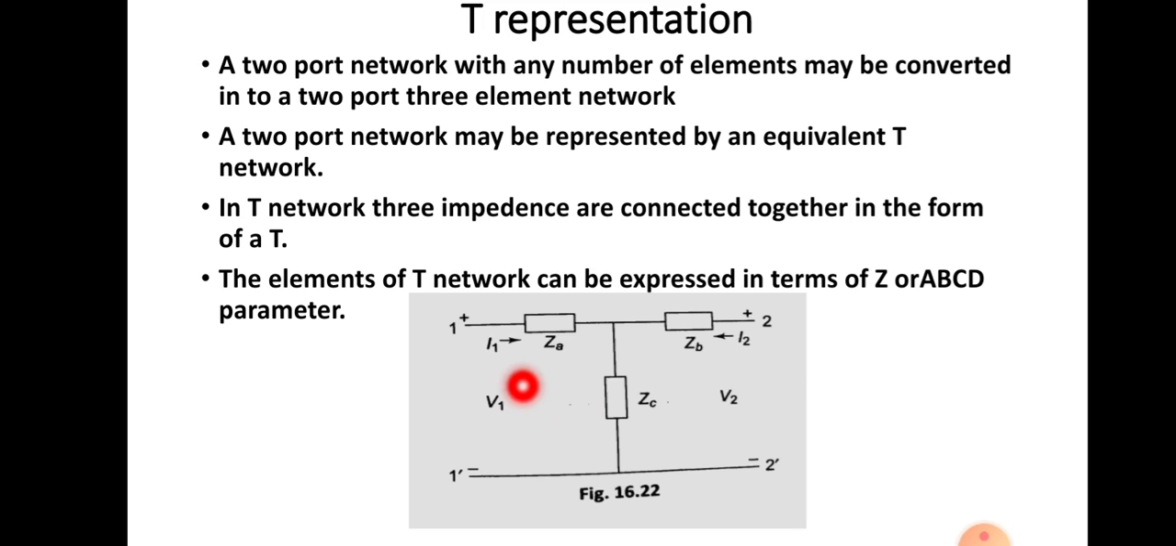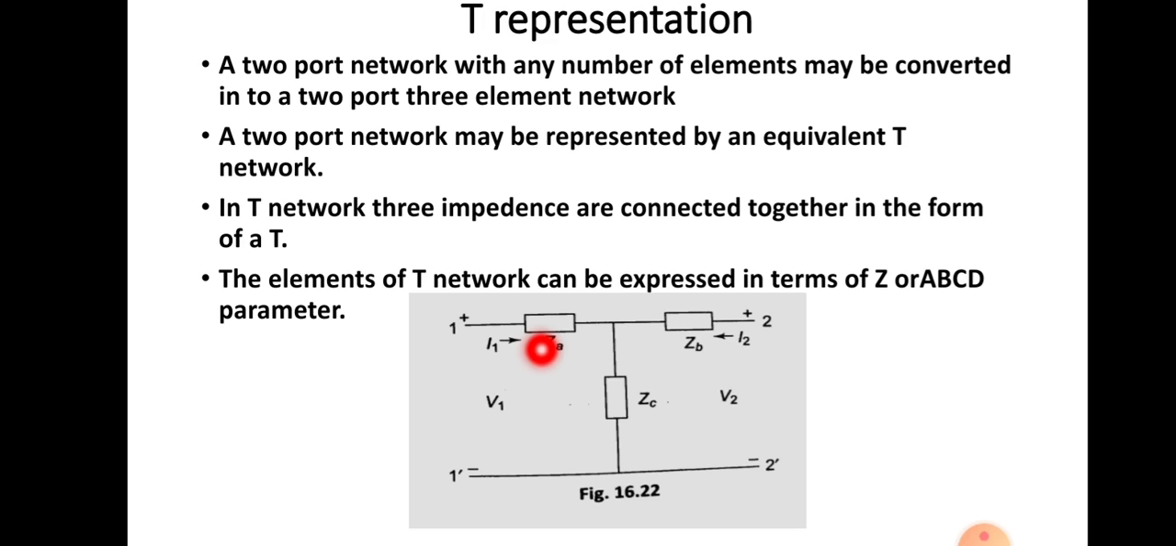So, a two-port network with any number of elements may be converted into a two-port three-element network that is shown in this figure. So, this is like an equivalent T shape. In the case of the T network, the impedances are ZA, ZB and ZC, arranged in the form of a T, and here the input port voltage is V1, the output port voltage is V2. Input current is I1, output current is I2 and the ports are marked as 1, 1 dash and 2, 2 dash. Here we are going to represent these parameters, that is ZA, ZB and ZC, the T elements in the T network.